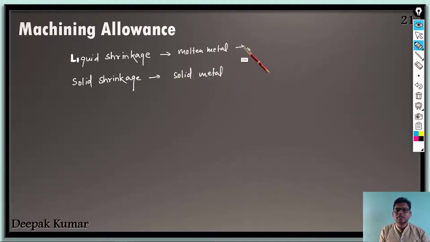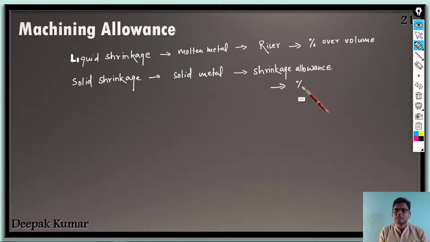Now liquid shrinkage was compensated by providing a riser, and solid shrinkage was compensated by providing shrinkage allowance. Liquid shrinkage is represented by percentage over volume, and shrinkage allowance is represented by percentage over dimension. Either it is a percentage, or it may be given directly like millimeter per meter over each dimension.